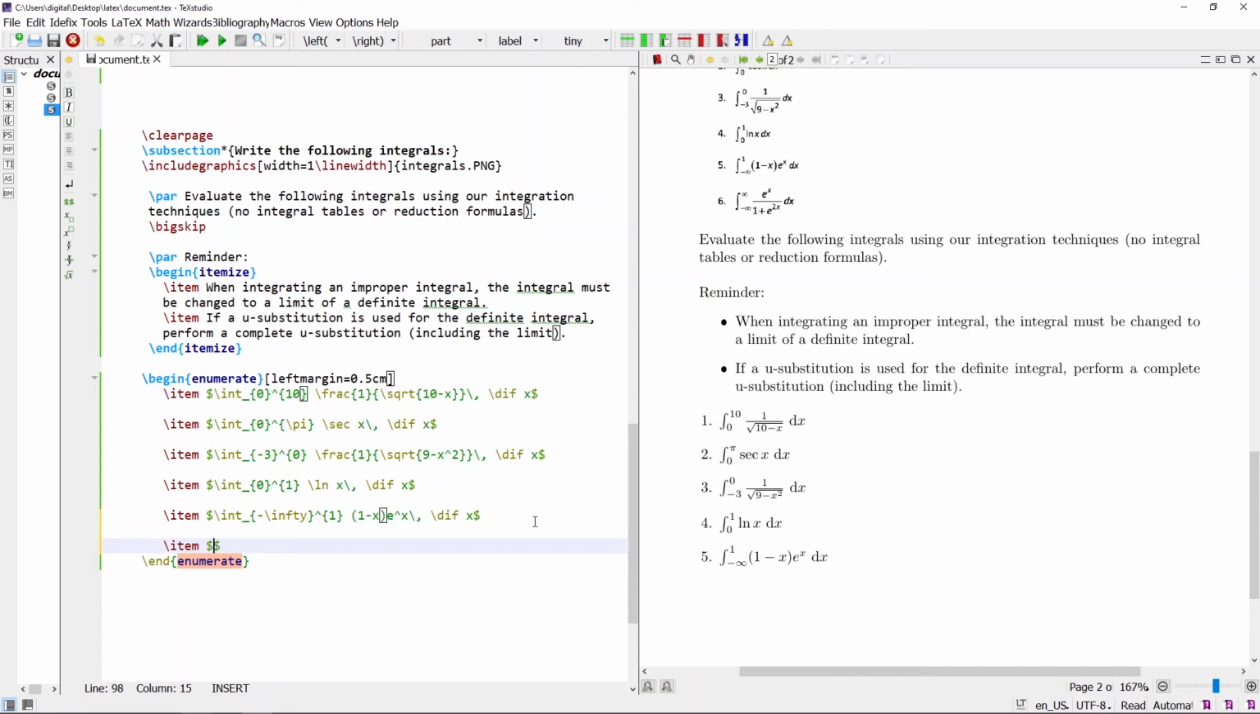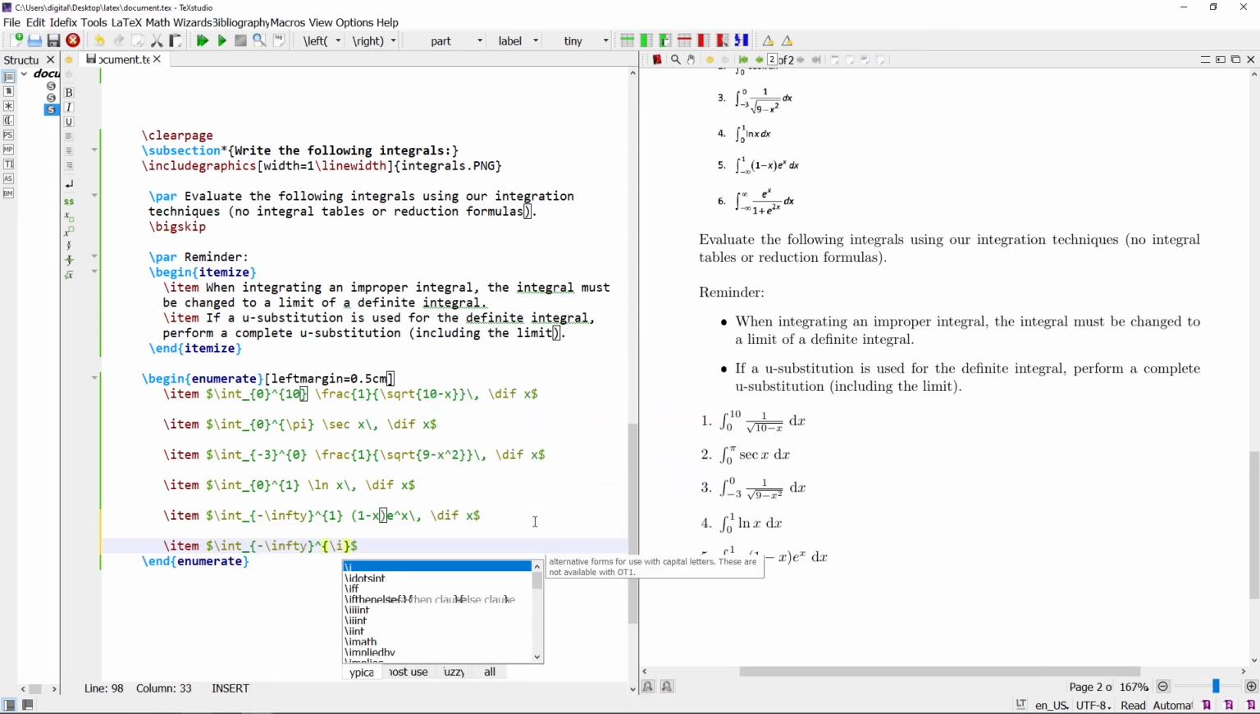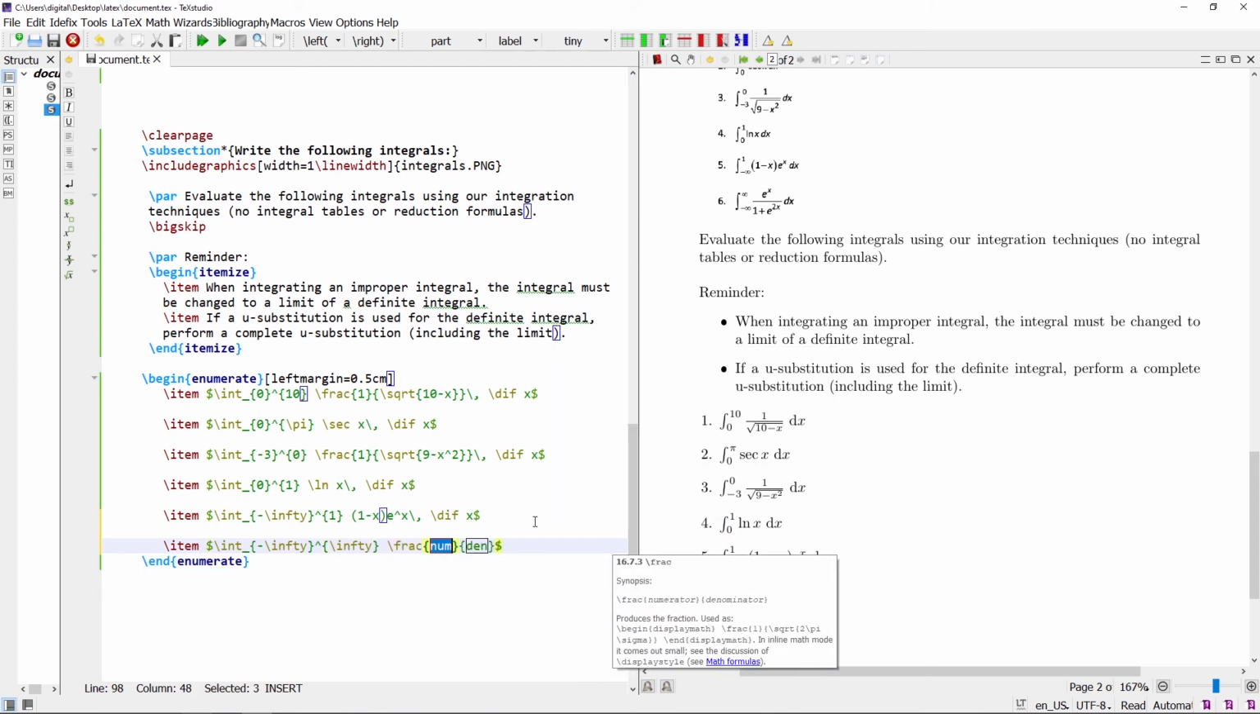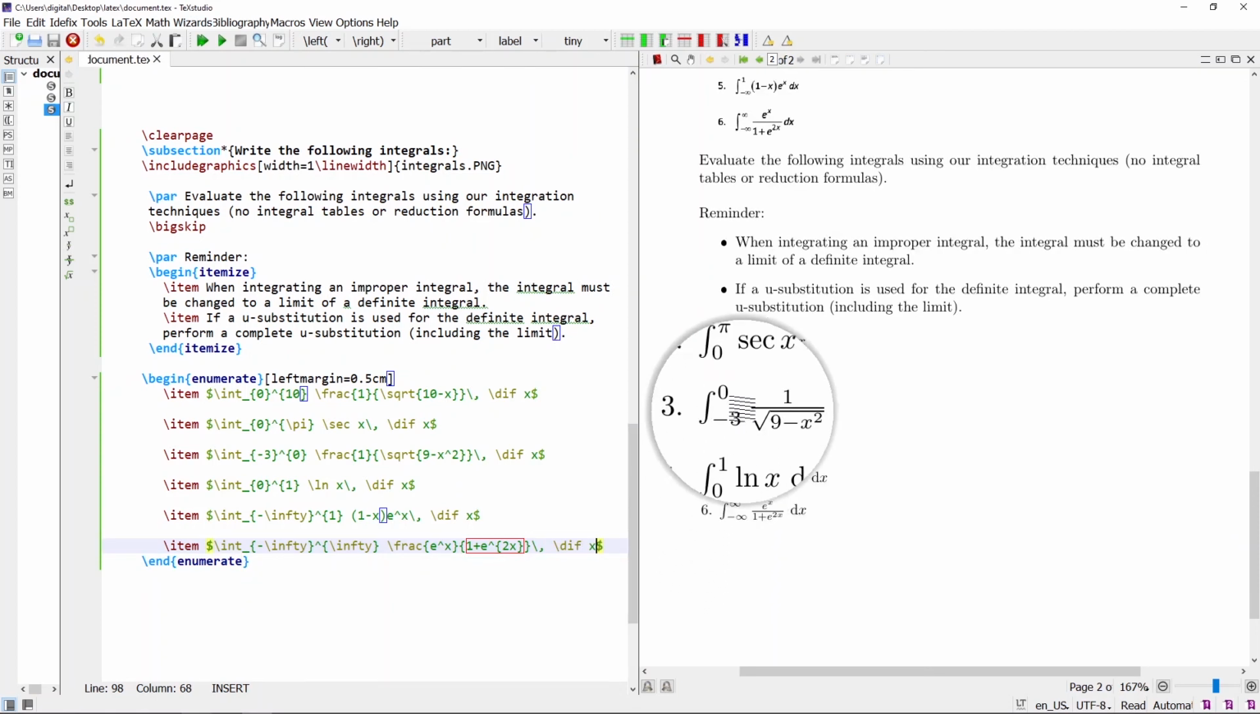And the last integral is from minus infinity to infinity. Then a fraction. In the numerator there is e power of x, and in the denominator there is 1 plus e power 2x. Write the space command and differential of x. All the integrals are coming here.